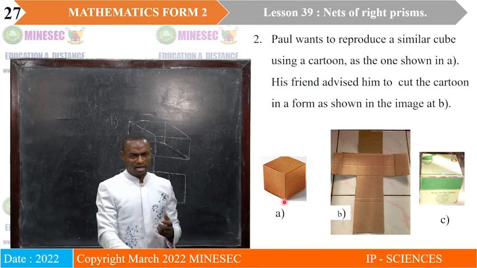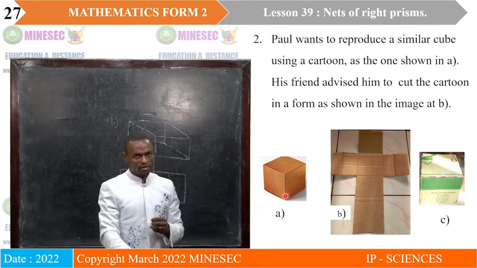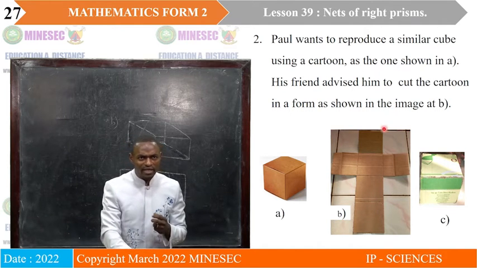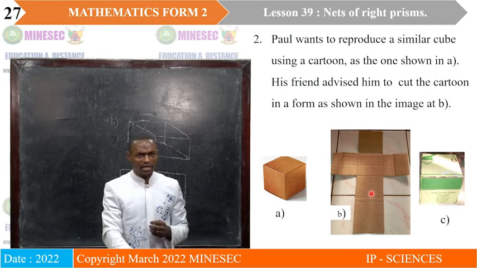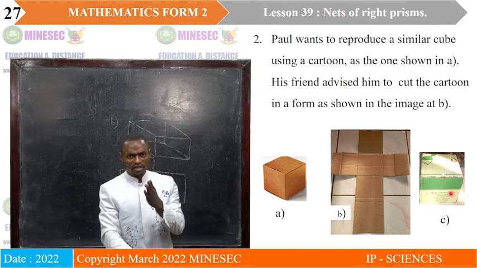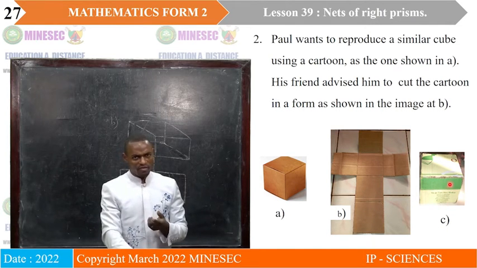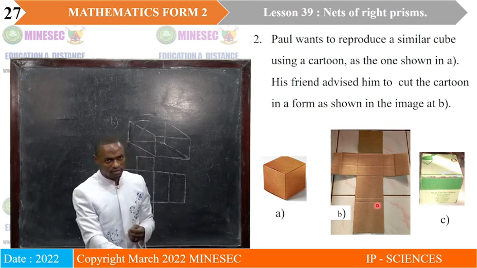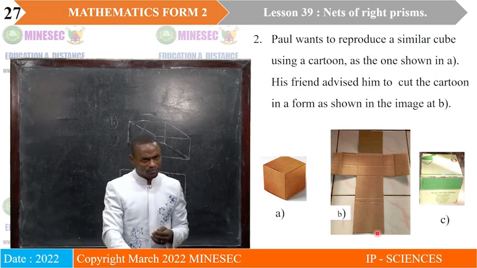This is the image at A, which is a cube. The image at B is the box that he has cut. Now, this is the image at C. This image at C is actually obtained from folding what he has cut from the cartoon.